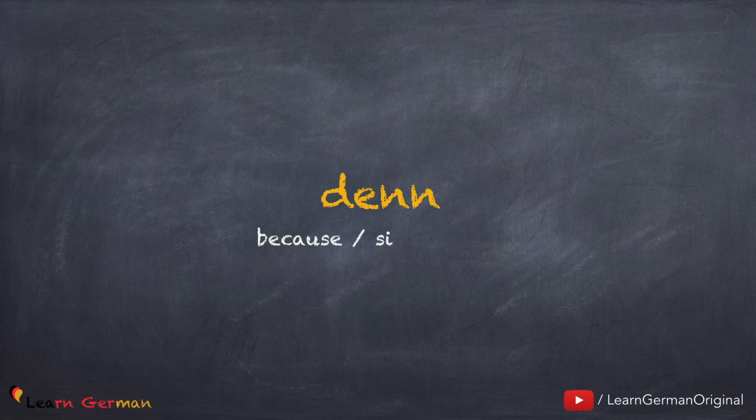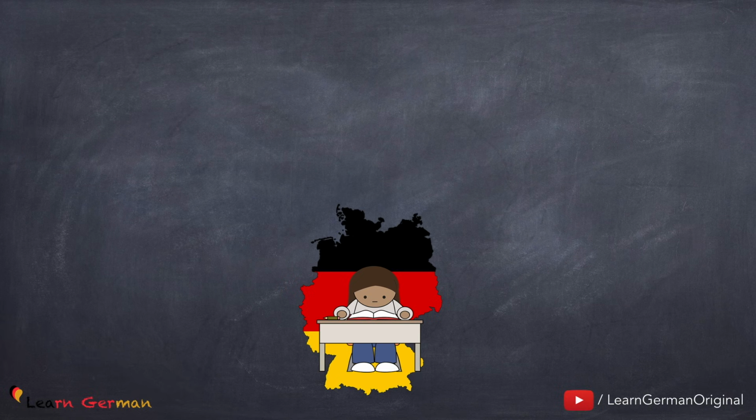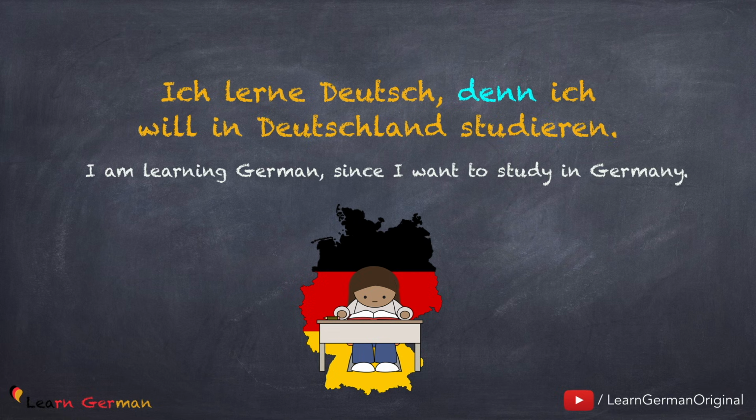Now we come to the last conjunction, denn. Denn is used as a conjunction when you're giving a reason for something. Let's look at the first example. Ich lerne Deutsch, denn ich will in Deutschland studieren. Here also, the conjunction denn brings together two sentences. The first Hauptsatz is Ich lerne Deutsch. The second one is Ich will in Deutschland studieren.